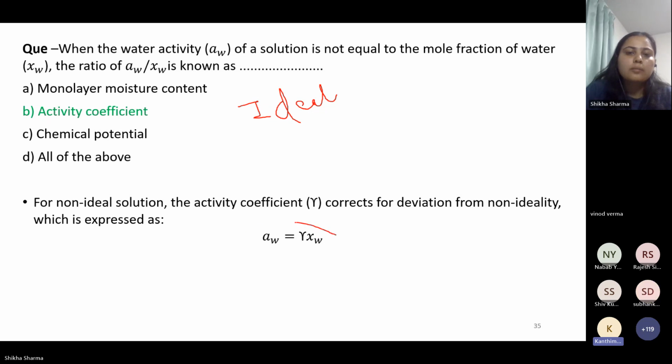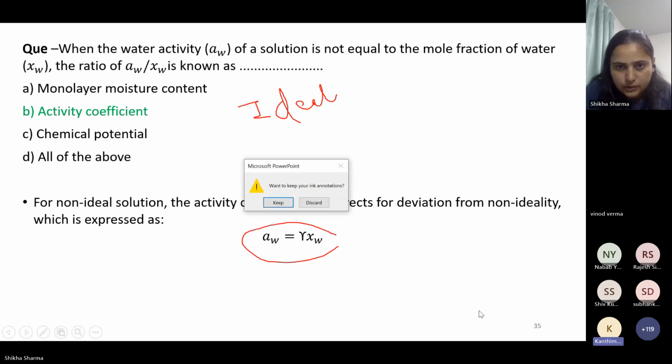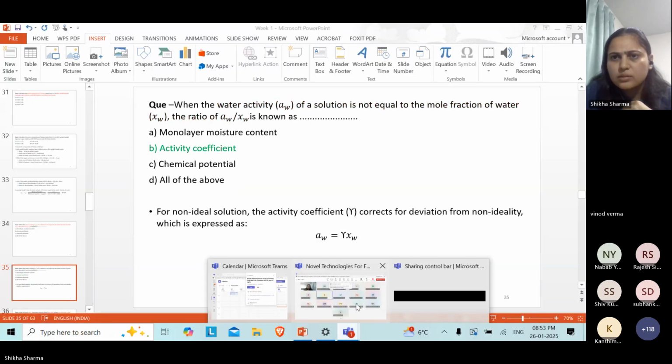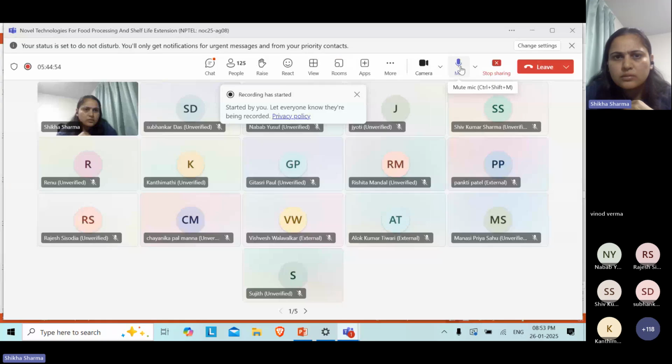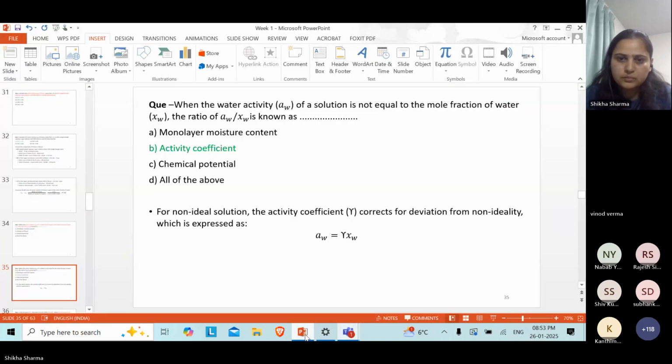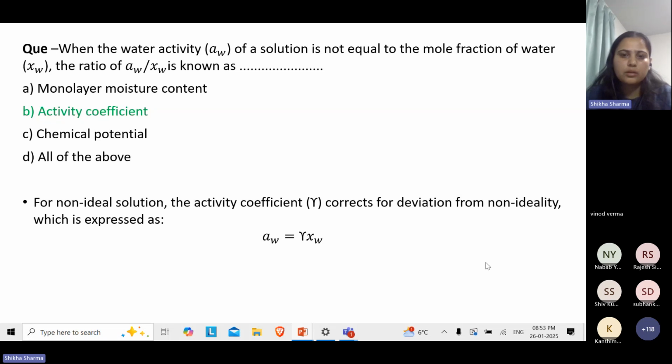But if in the case when it's not following the Raoult's law, it's a... Ma'am, you are muted. Ma'am, you are muted. Okay, I'm so sorry, I don't know why it is getting muted. Okay. Am I audible? Is it mute or unmute? No, ma'am, you are audible.